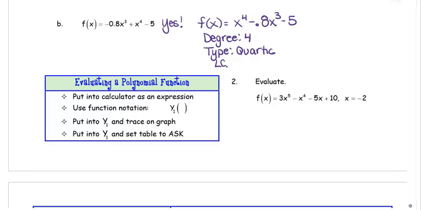So as we take a look at number 2, if I give you the function 3x to the 5th minus x to the 4th minus 5x plus 10, and I want to evaluate x is equal to negative 2, well, I'm going to take this equation, put it into y1, and then I'm going to evaluate y1 of negative 2.